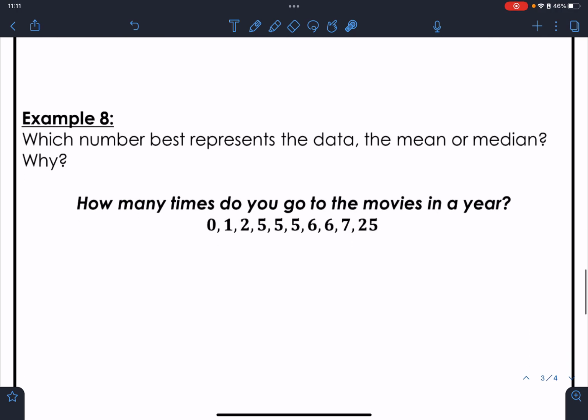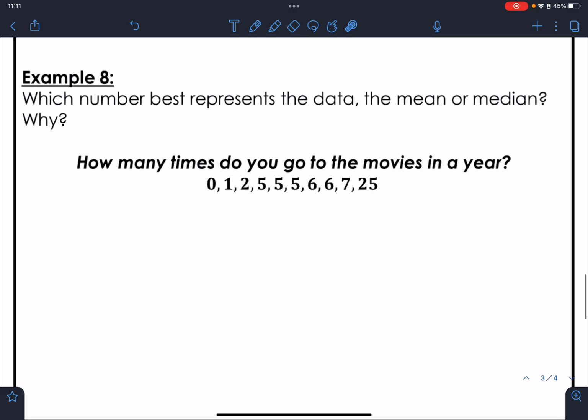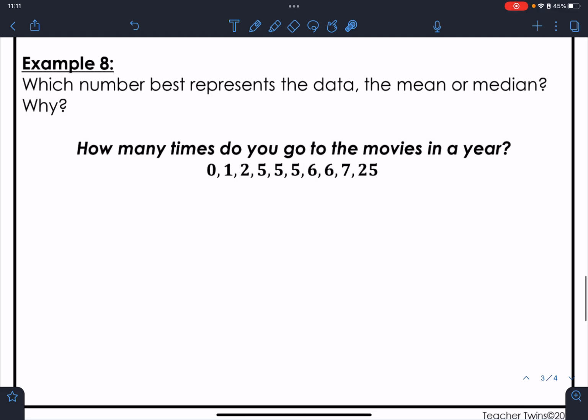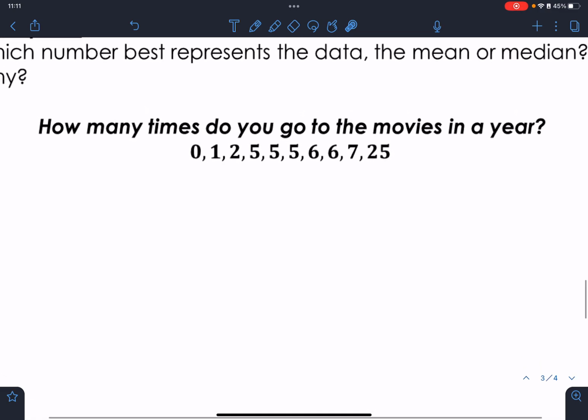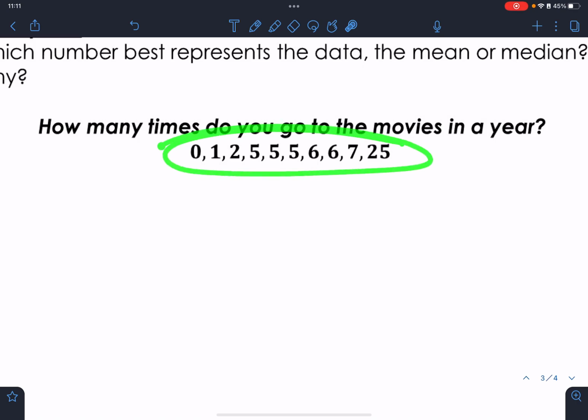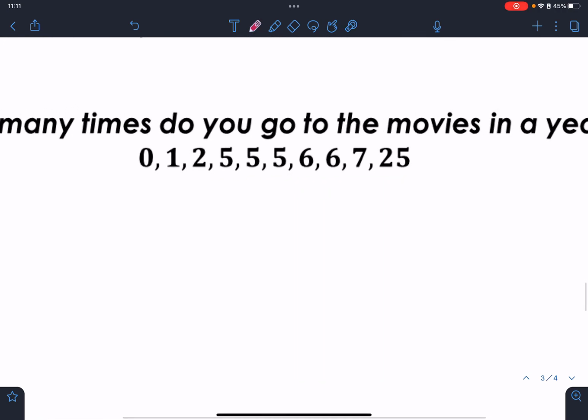Okay, so last example for today. It just wants to know what is going to best represent my data, the mean or the median, okay? So let's calculate those two things, and then we'll figure out, by looking at the list, looking at my mean and median, which one is going to better represent it. So let's go ahead and start with the median. Are my numbers in order from least to greatest, or largest to smallest? Yes, they are in order, so we do not need to do that. We can just start finding the median.